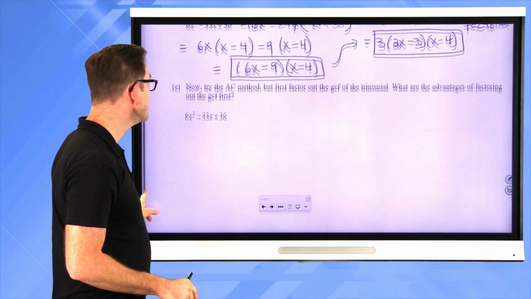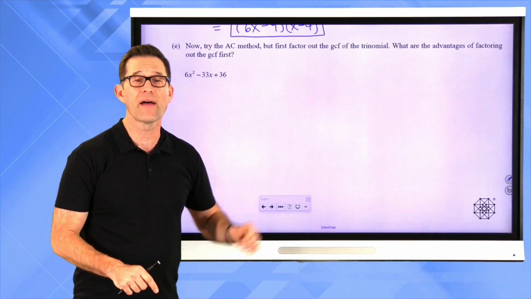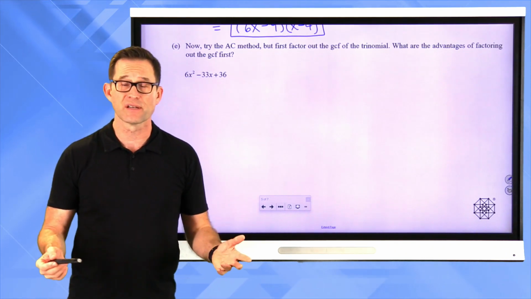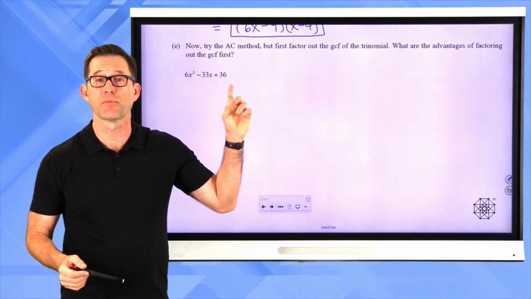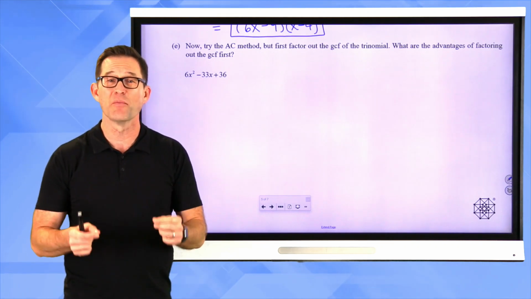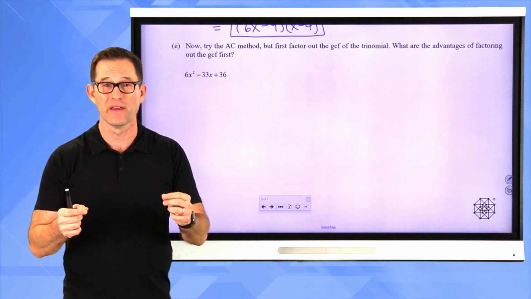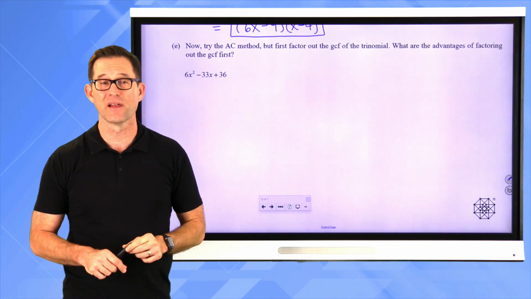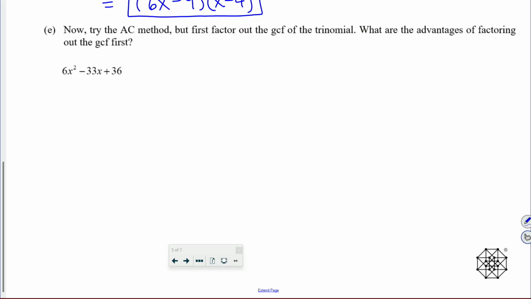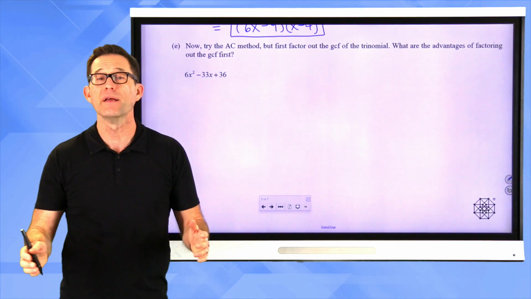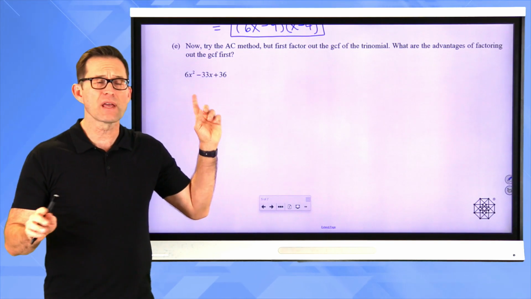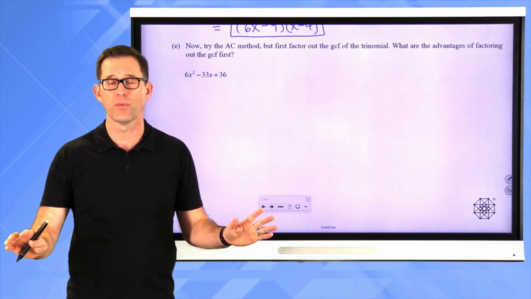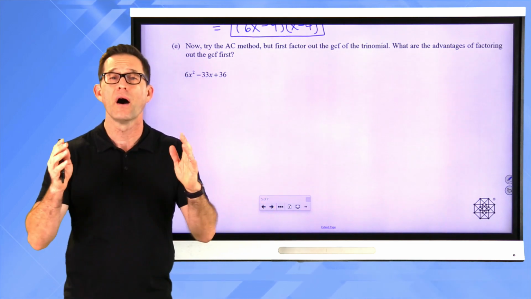Well, there's that GCF because if I look at the original trinomial, 6x squared minus 33x plus 36, that trinomial has a GCF of 3. So let's now factor this in a slightly different way. Letter E. Now, try the AC method, but first factor out the GCF of the trinomial. What are the advantages of factoring out the GCF first? All right, so let's go through this together. The first thing I should always be looking for is a GCF. Whether they tell me to factor completely or not, I should look for it.